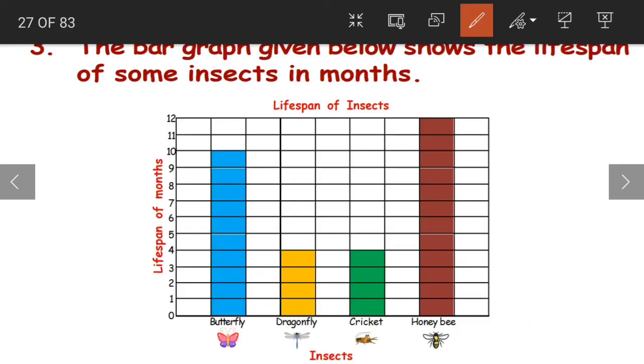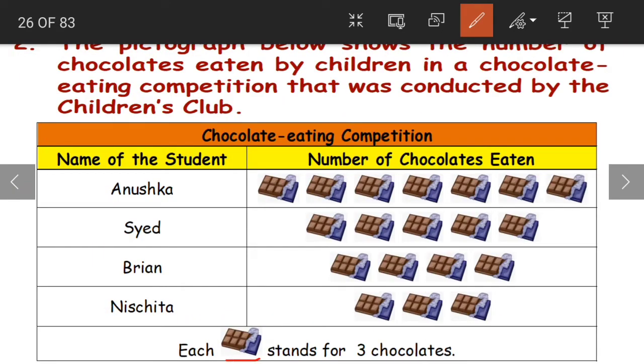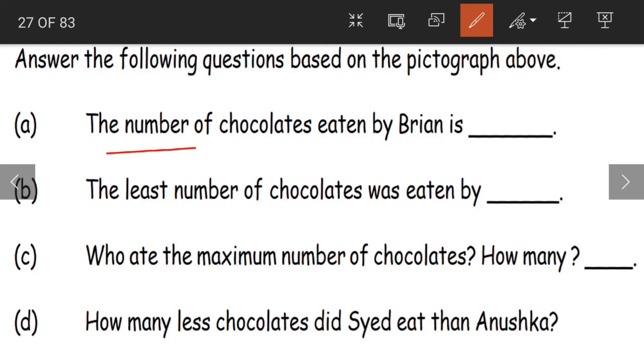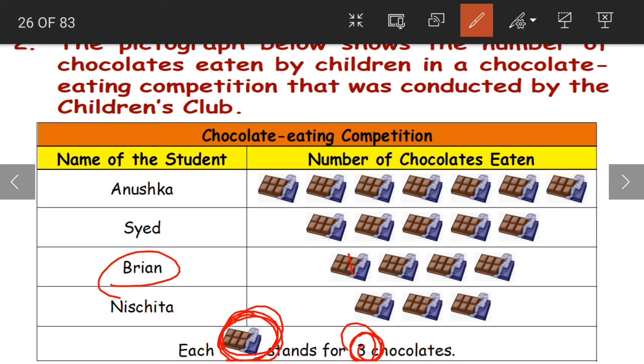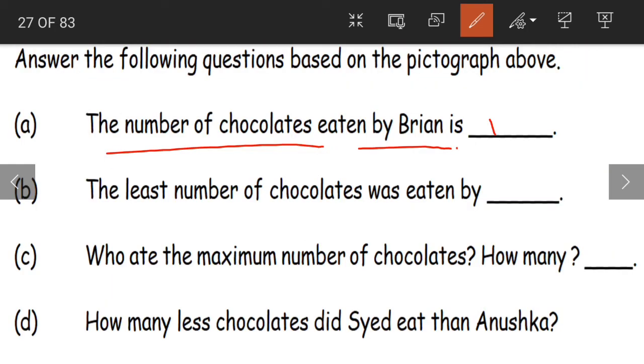Yes. Now coming to the next list. Okay, again this is also a list, children, like a pictograph. And here the important thing is that one chocolate picture stands for 3 chocolates. Now the number of chocolates eaten by Brian becomes how much? Brian is shown as 4 chocolates. But in actuality, 1 represents 3. So we have to multiply by 3. 4 into 3, 12. So the number of chocolates eaten by Brian is 12.